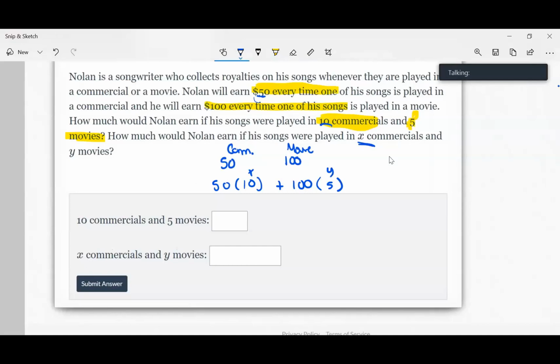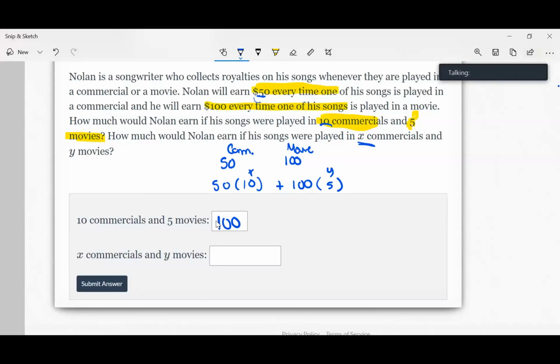This is where you get out your calculator. I don't know why I'm tired. I had a nap this morning. That's probably why I'm tired. 50 times 100 plus, no, sorry, I can't. I'm trying to do everything on my laptop screen and there's just not room. Sorry, okay, clear. 50 times 10 plus 100 times 5 is 1,000. So it would be $1,000 for the 10 commercials and 5 movies.